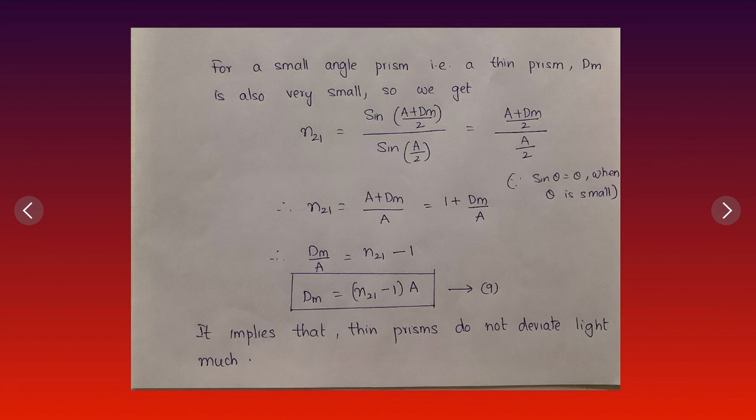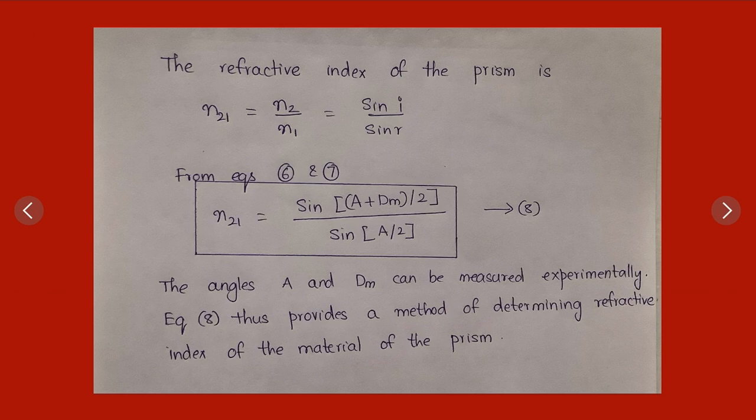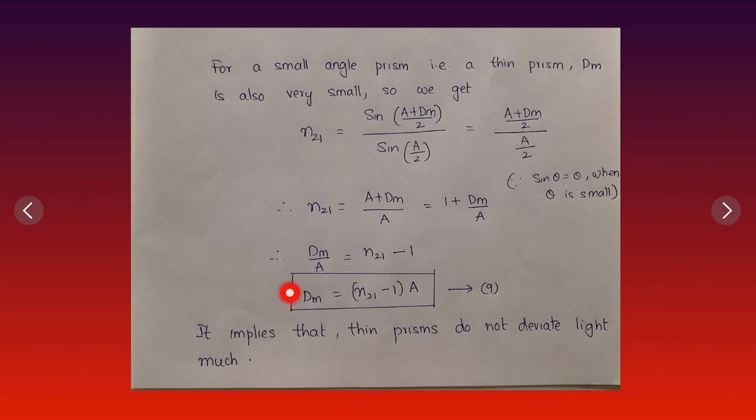So finally we have done two things today. First, the refractive index of the material of the prism, n21 is equal to sin (A plus Dm) by 2 by sin A by 2. And another thing, the angle of minimum deviation for a thin prism, Dm is equal to (n21 minus 1) into A. It implies that thin prisms do not deviate the light much. Okay. With this, I can conclude this derivation.